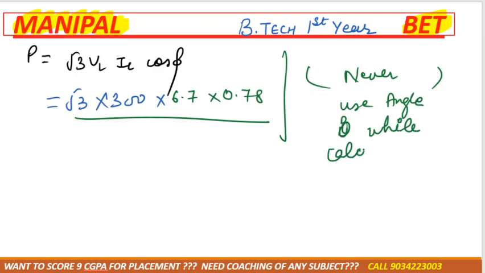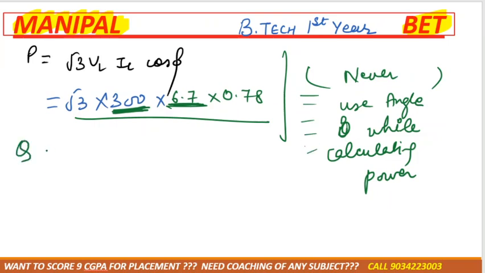One more thing, write down this point: never use the angle while calculating power. As you can see, I didn't use the angle; I just used the magnitude of the VL and the magnitude of the IL, right? I didn't use the angle over here. So never use the angle while calculating any power, whether it's active power, reactive power or apparent power. Got it?